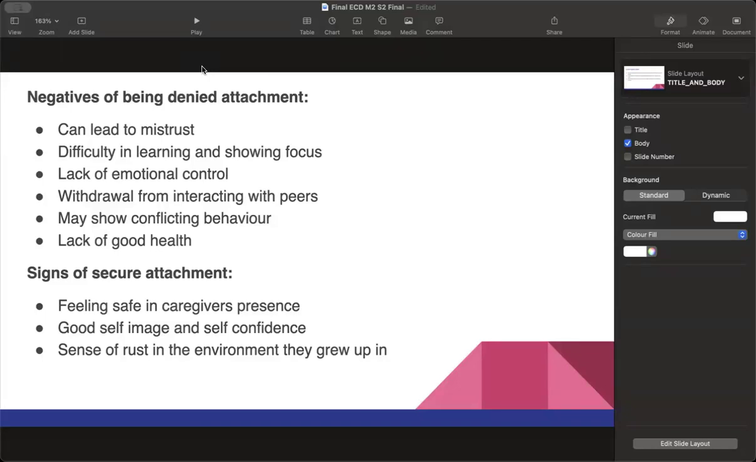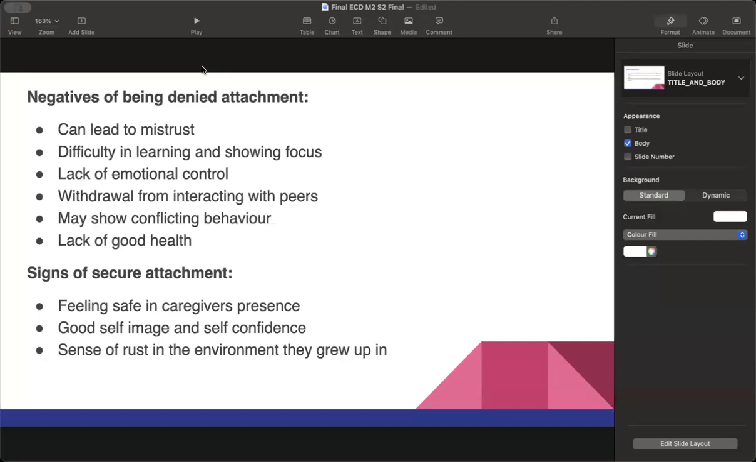All right, Khomotso. So tell me, can you tell us a little bit about any of the points that you see on the board, whether it's the negatives or whether it's the signs of secure attachment? Pick anyone and just tell us a little bit about it in your experience.